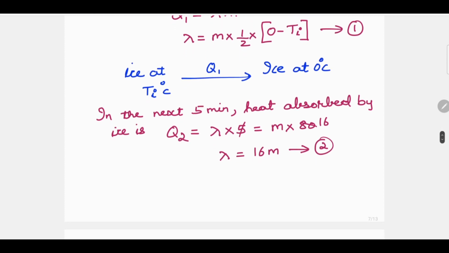Now in the last 3 minutes, heat absorbed by, now it is water. So we can write heat absorbed by water.